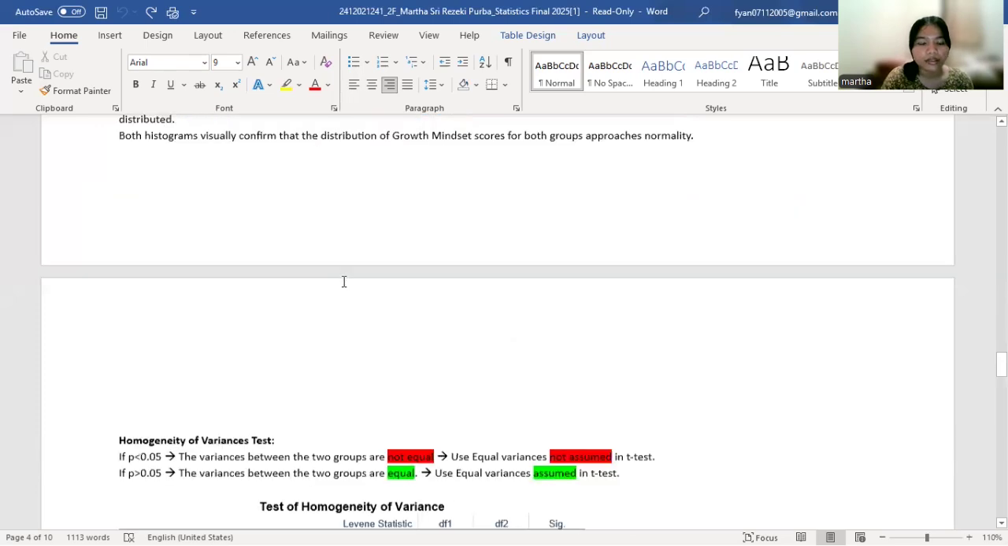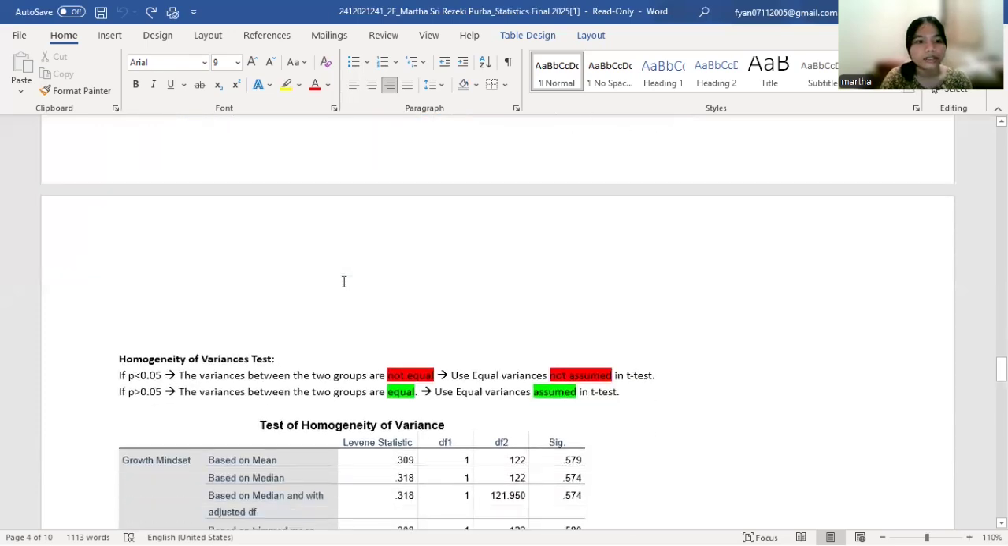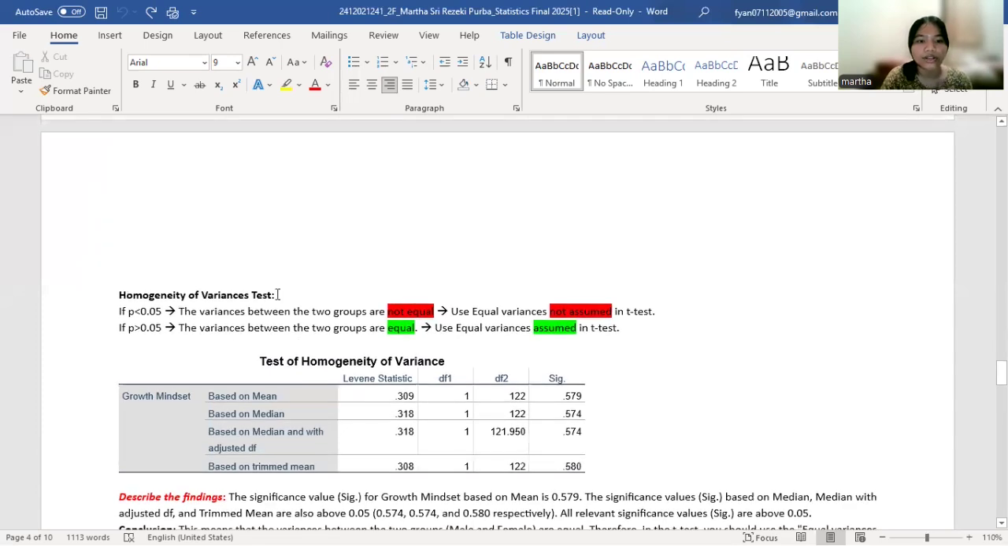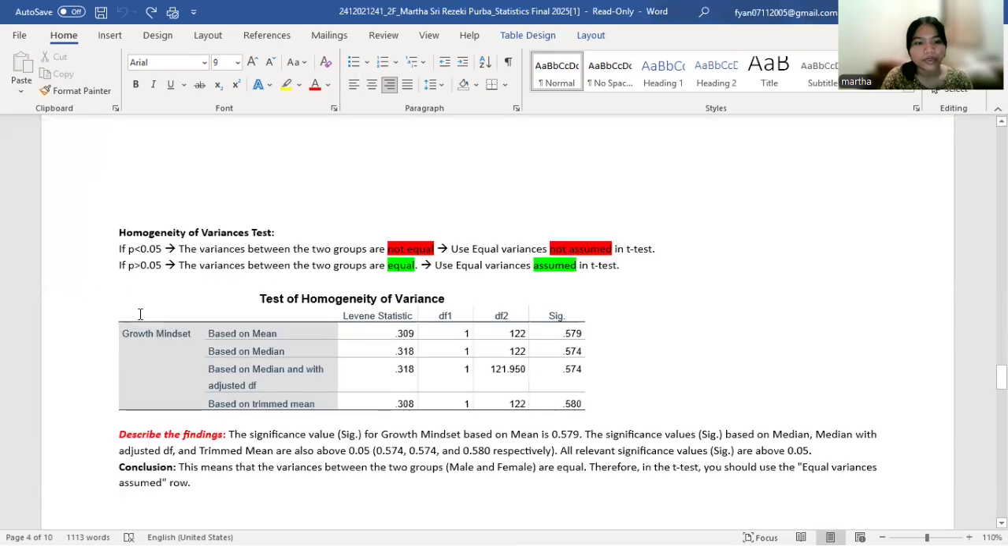Then next, we need to check the homogeneity of variances test. If the p-value is below 0.05, the variances between the two groups are not equal, so we use equal variances not assumed in the t-test. But if the p-value is above 0.05, the variances between the two groups are equal, so we use equal variances assumed in the t-test.